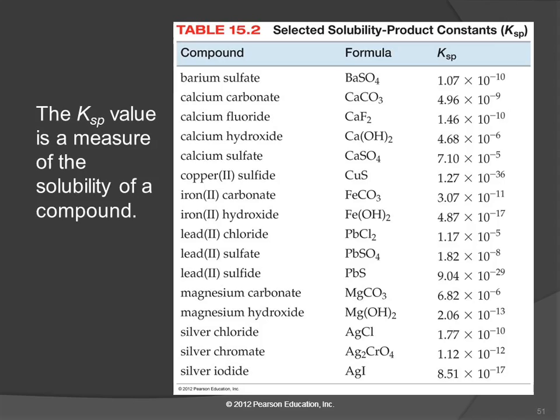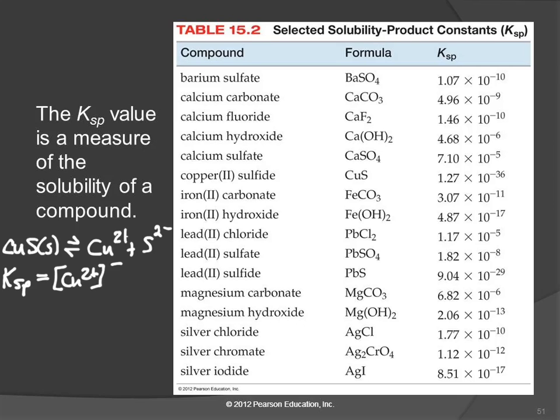So let's look at that. For copper sulfide, what was copper 2 sulfide? So copper 2 sulfide would be CuS, that's a solid, and that's in equilibrium with the two ions, copper ion and sulfide ion. And so the expression for KSP is going to be the copper ion concentration times the sulfide ion concentration.